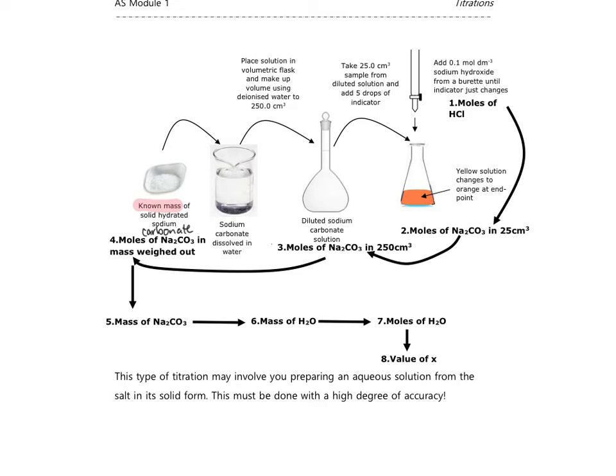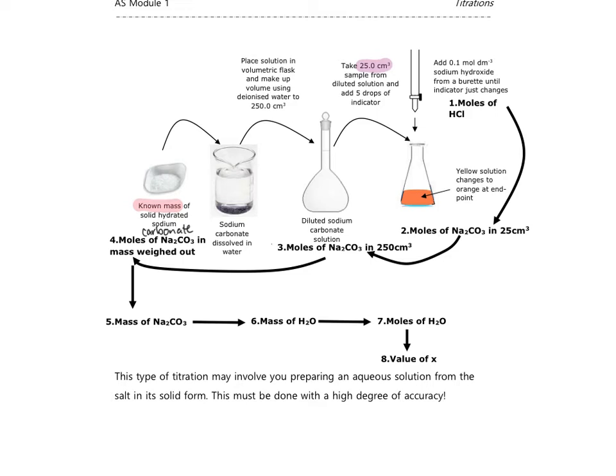You dissolve that in water, get it to dissolve first of all, and then you place it into a volumetric flask, because in a volumetric flask you can make it up to a certain volume and know that exactly. The next step will be taking a sample from the diluted solution and adding your indicator, so you'll be placing that in a conical flask.